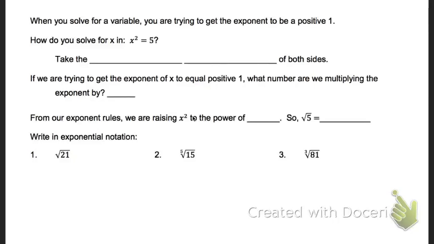So when you solve for a variable, we've done all of the positive exponents and negative, but we haven't looked a lot at the square root. So if I were to solve this equation right here, what would I need to do? I need to take the what of both sides? Square root.